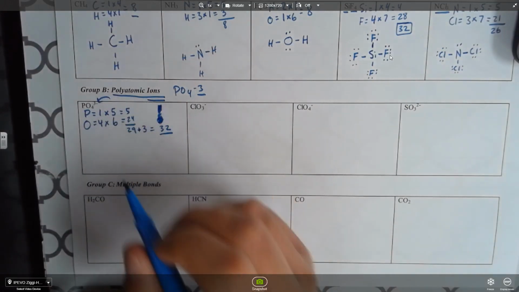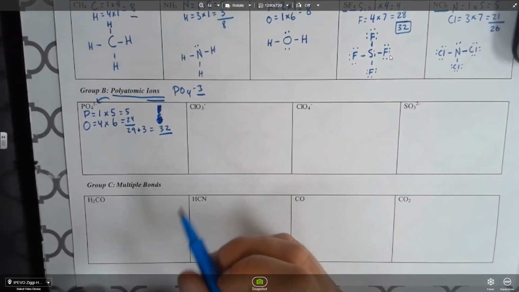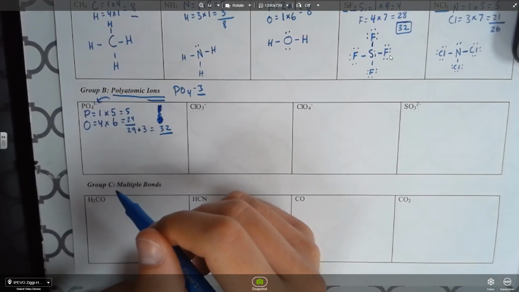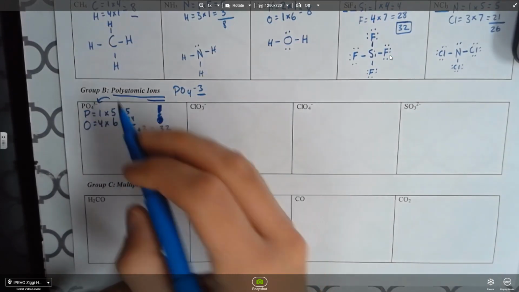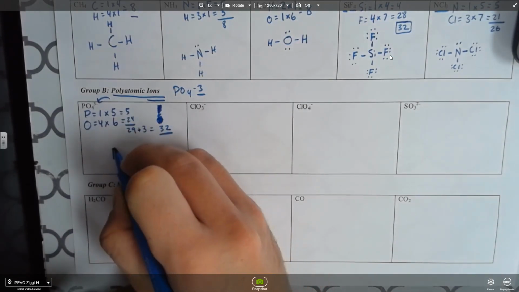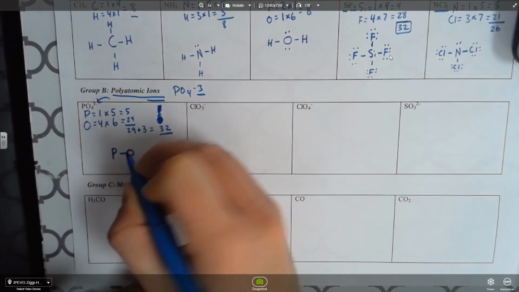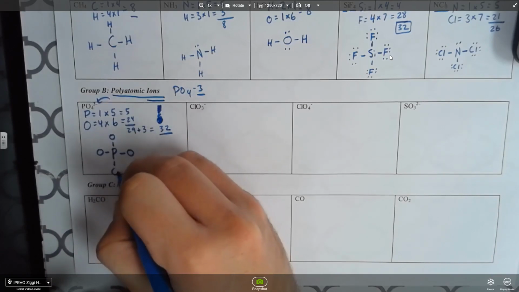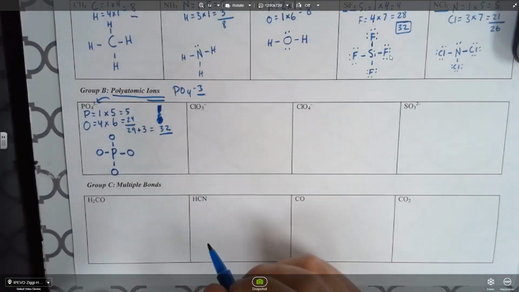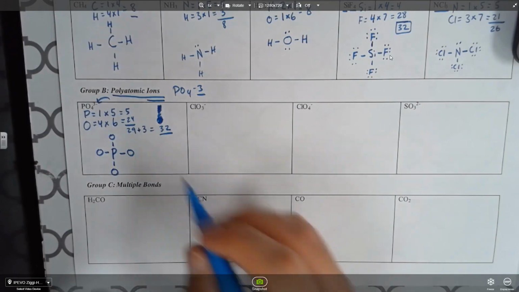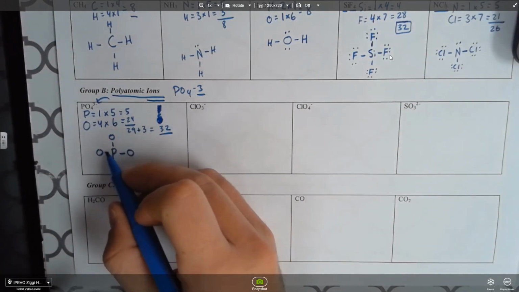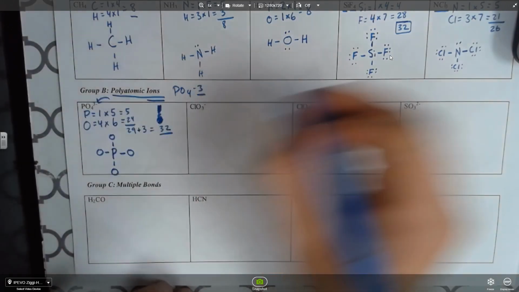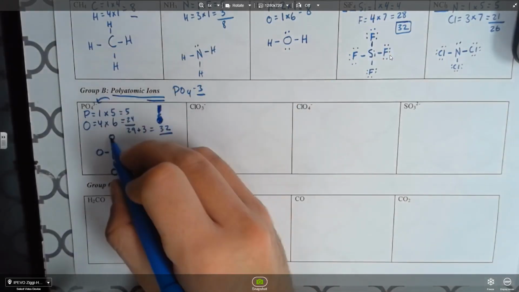So here you have 4 oxygens and 1 phosphorus. Well, we don't want to give an oxygen a special treatment and put it in the middle. We want to put phosphorus in the middle, okay? So we're going to connect it on all 4 sides to oxygen. Now keep in mind, we need to show 32 electrons, okay? So far, I've connected it on 4 sides, 2, 4, 6, 8. 8 is not 32. So these oxygens, just like up here, they need to have 8 around them.